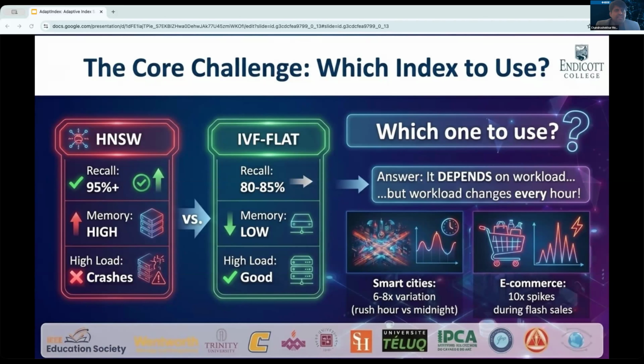But here is the catch: workloads change throughout the day. Smart cities see a 6 to 8x variation between rush hour and midnight. E-commerce has flash sales with 10x or 15x spikes during peak time. So manual switching requires experts, and it takes more than 30 minutes. That's too slow and too expensive for organizations.